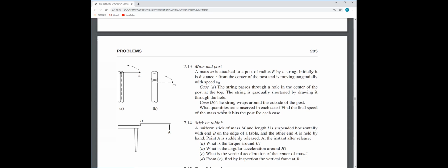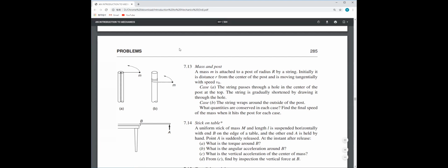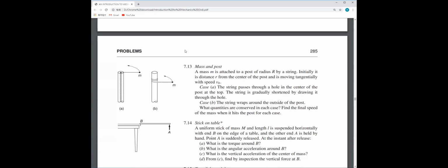Then the answer should be, I think, case B, the angular momentum is also conserved. No. But why is the angular momentum not conserved? Because the tension is not passing through the center. Well, what do you mean center? So the tension here does not pass through the center. Oh yeah. So that's a net moment.